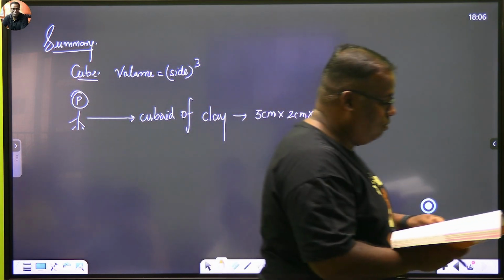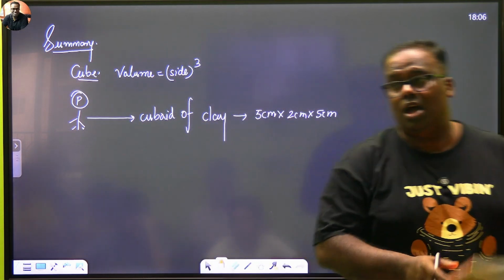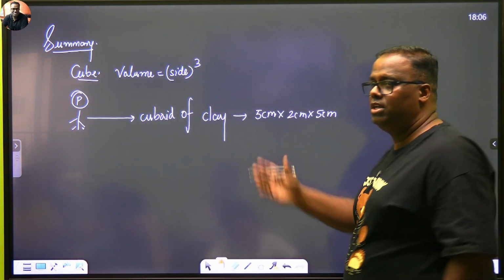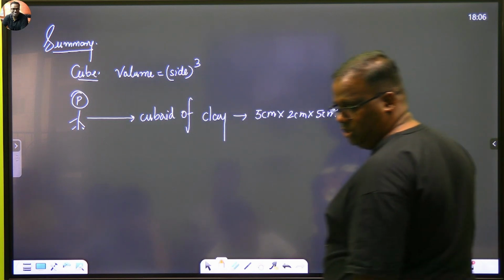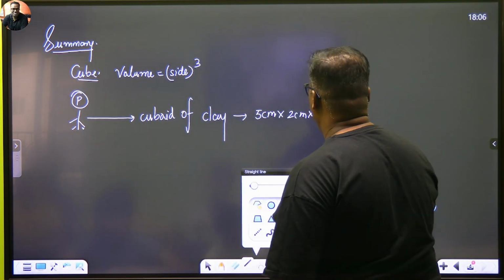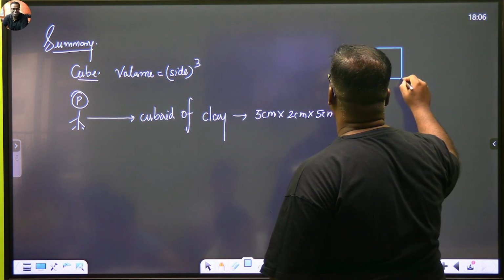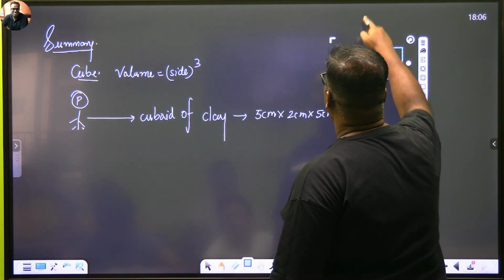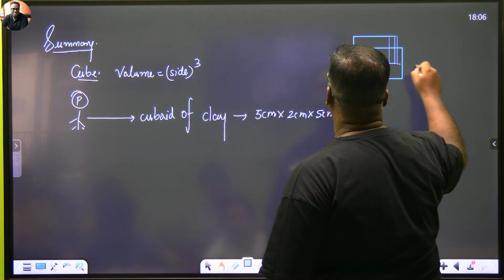Okay, how many such cuboids? So the boy has made a cuboid. Have you understood? So let's make one cuboid as the boy has made. Draw a freehand sketch, quick. You know how to make a cuboid. Make a rectangle and just offset another rectangle.